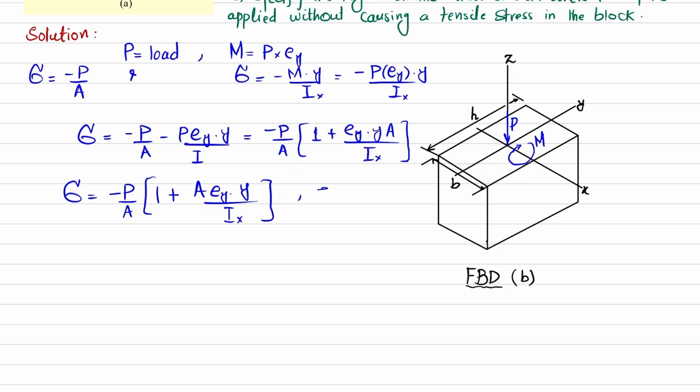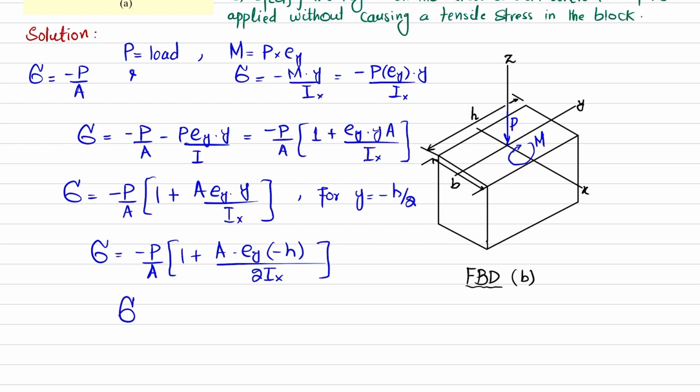For y equal to minus h by 2, this stress will be equal to minus P divided by A into 1 plus A into EY into y, which is minus h divided by 2, divided by Ix. If I simplify it, this equation will be equal to minus P divided by A into 1 minus A into EY h over 2Ix.